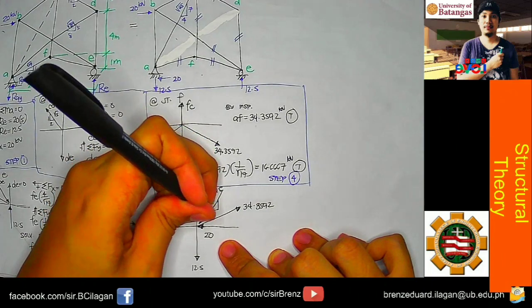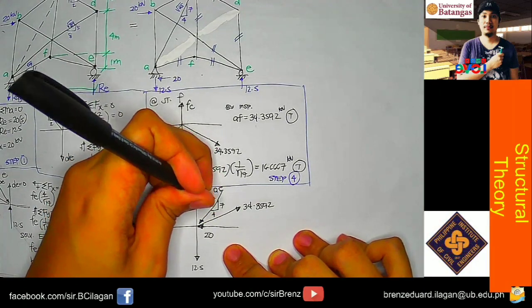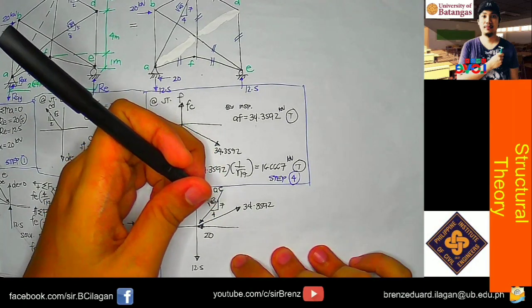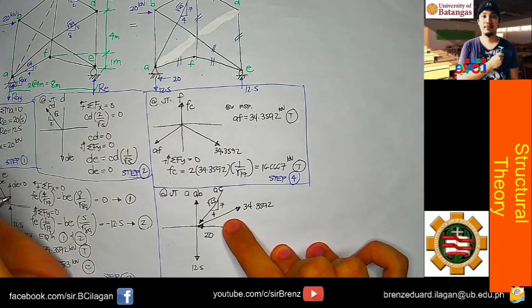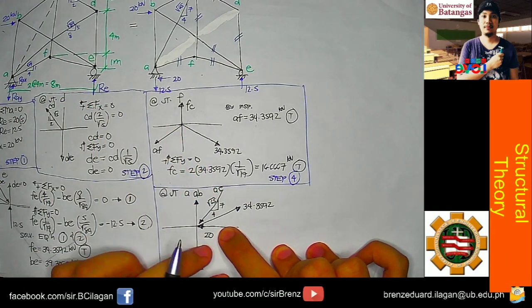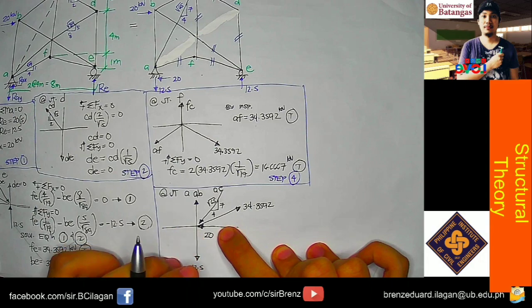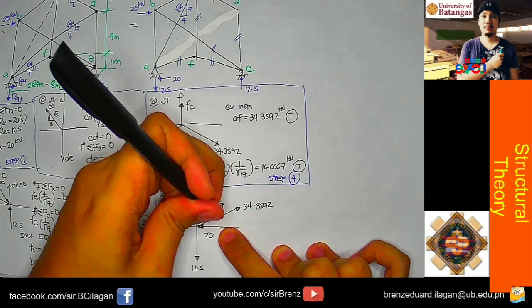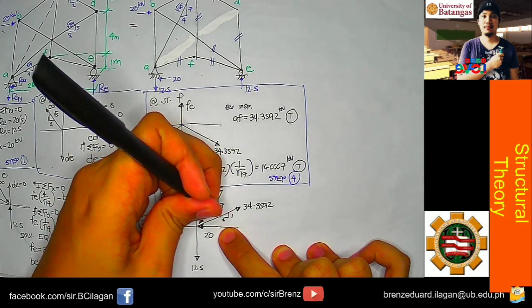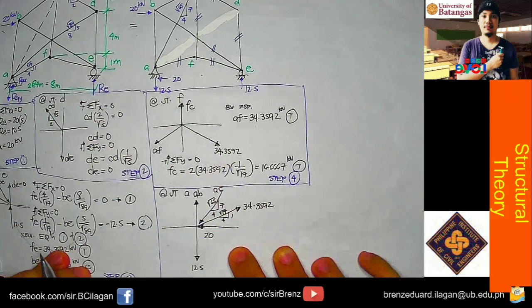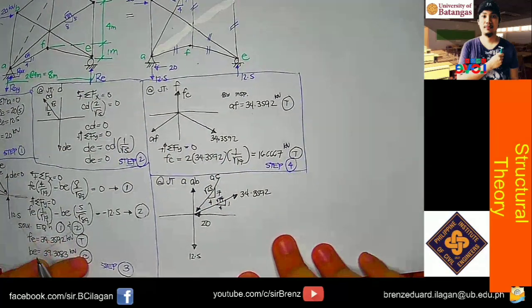So again, 4, 7, square root of 65. Itong 34, wag kayo masyado magmamadali ha. Baka doon kayo magkamali sa mga slope. So relax lang. AF, ito ay 4, 1, square root of 17. Okay, so anong unahin natin?